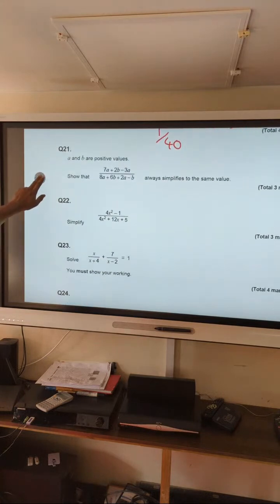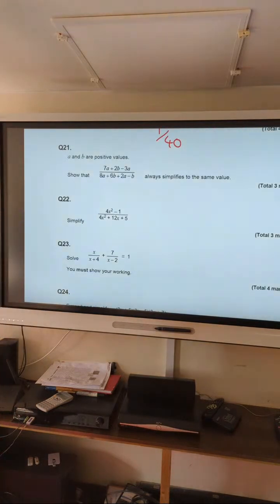Question number 21. A and B are positive values. Show that the expression 7a plus 2b over 8a plus 6b, with the 3a and b terms subtracted and added, always simplifies to the same value.